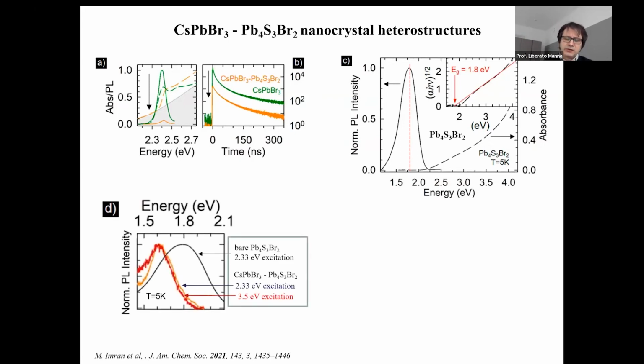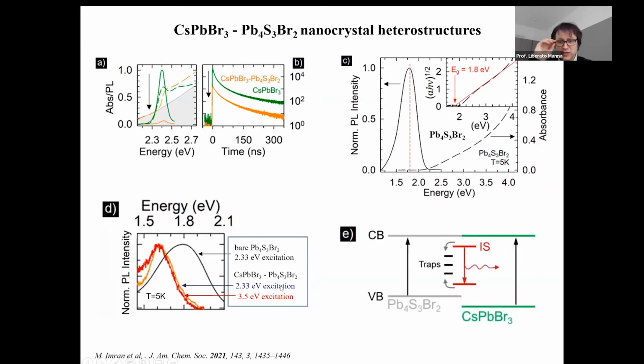When you combine these two domains together in the heterostructure, what you see is that the emission from the heterostructure is redshifted compared to the emission from the chalco halide. This is done at low temperature, so we are seeing this close to the near infrared region. And you basically get the same emission regardless of whether you are exciting the heterostructure in the perovskite or in the chalco halide domain.